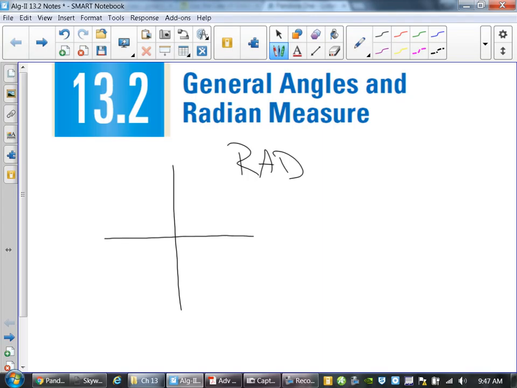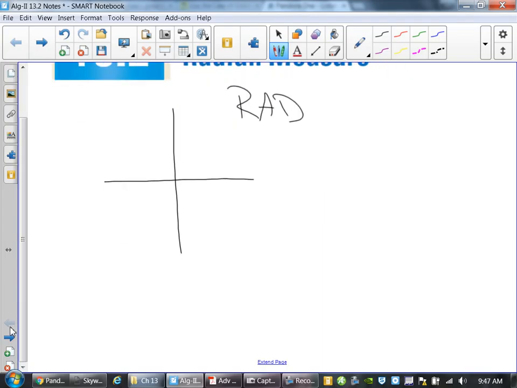Okay. So if I'm looking at degree measure, we start here at 0, 90, 180, 270, and 360. Everybody okay with that? When we talk about an angle in what's called standard position, they talk about an angle in standard position.